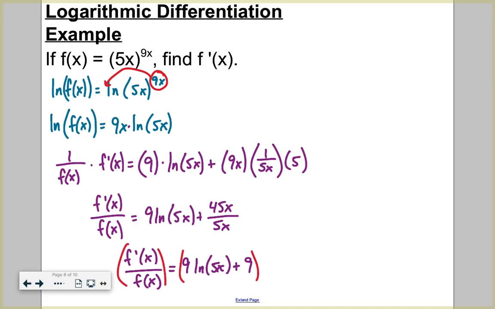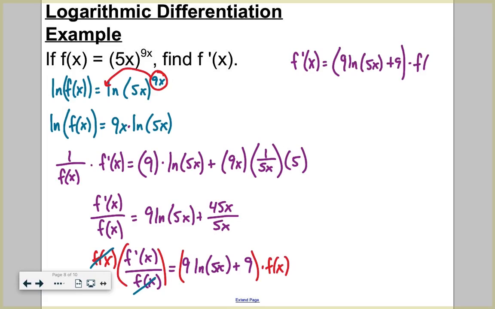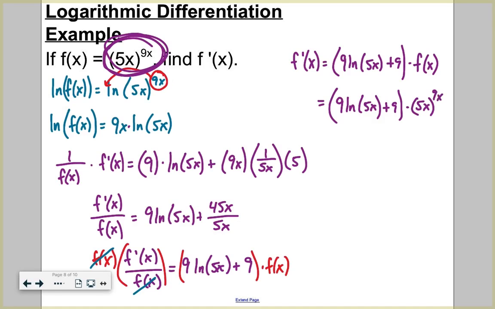So again, we'll multiply both sides by f of x, with our f of x's on our left canceling out, leaving us with f prime of x is equal to the quantity 9 natural log of 5x plus 9 times f of x. And again, we know what f of x is, so we can substitute that in. So we're going to get 9 natural log of 5x plus 9 times 5x to the 9x power. And we are finished with that problem too.